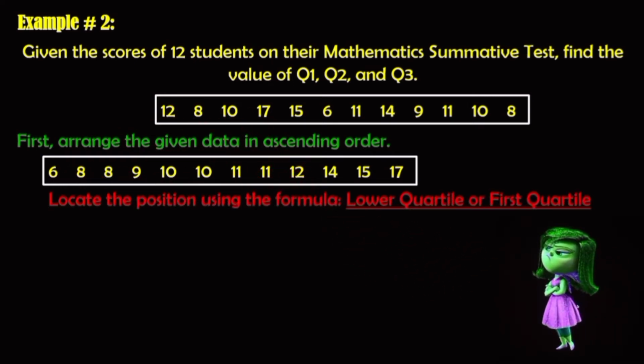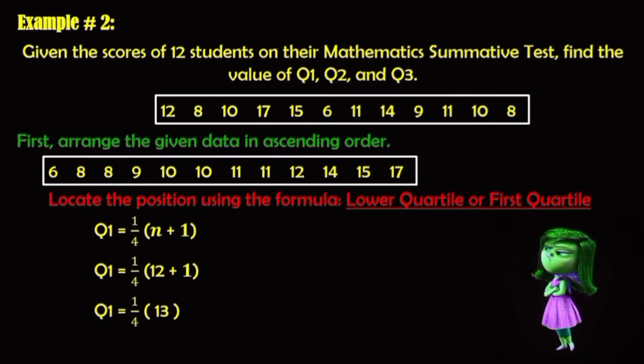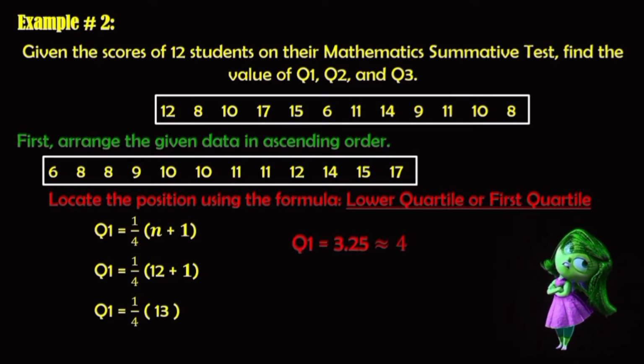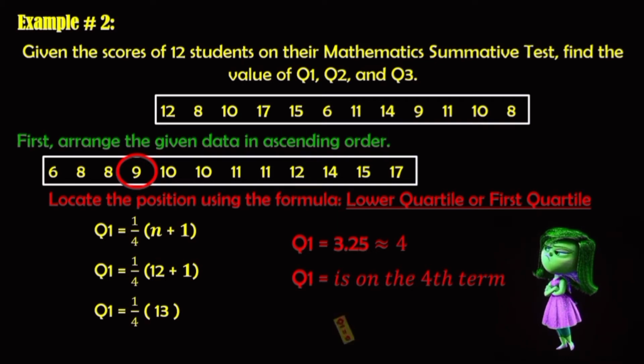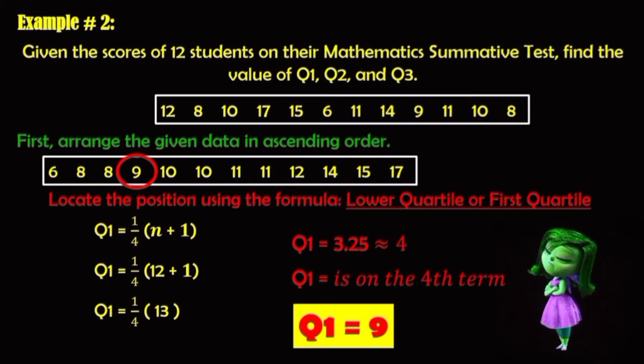Locate the position using the formula for the lower quartile or first quartile. Now here is the formula. Then substitute the number of data. 12 plus 1 is 13. Then simplify. The first quartile position is 3.25, or 4. The first quartile is on the 4th term. Our first quartile is 9.